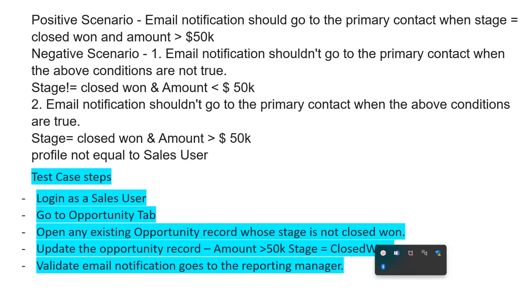So any of the conditions are not true, then in that case, email notification should not go to the primary contact. So second negative scenario, email notification should not go to the primary contact when the above conditions are true, but the profile is different than the sales user, because we are implementing this automation only for the sales user, so it should be applicable to the Salesforce user profile. So make sure that you consider profile scenario as well.